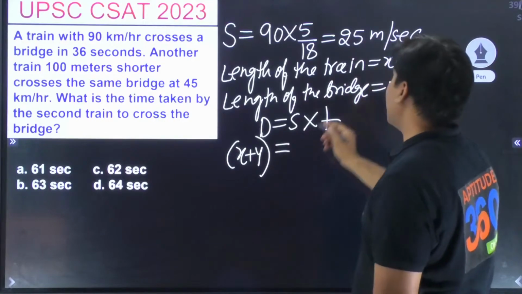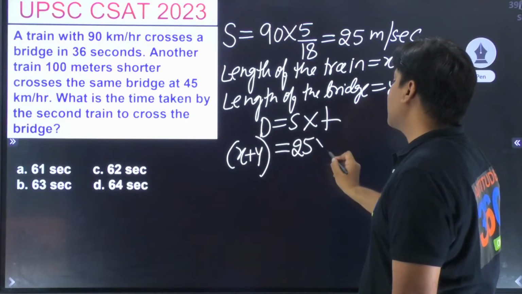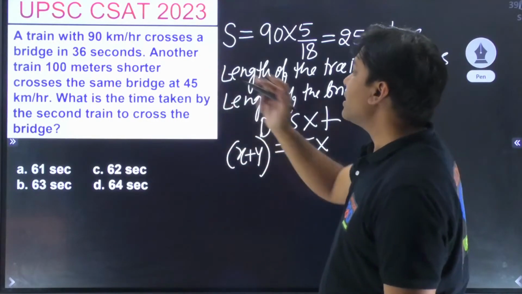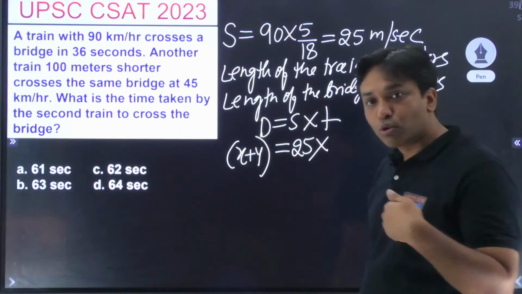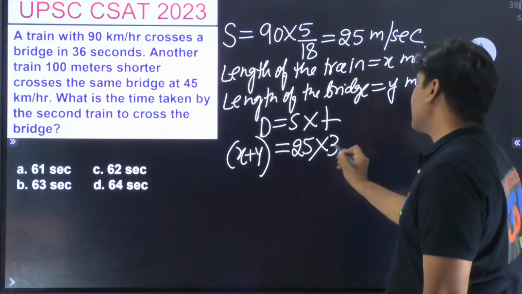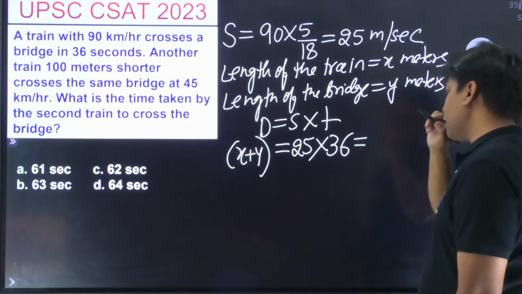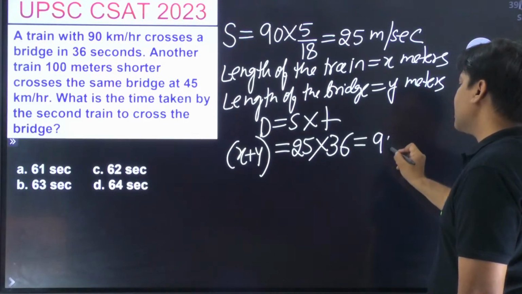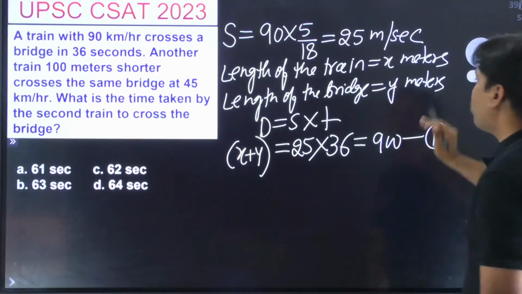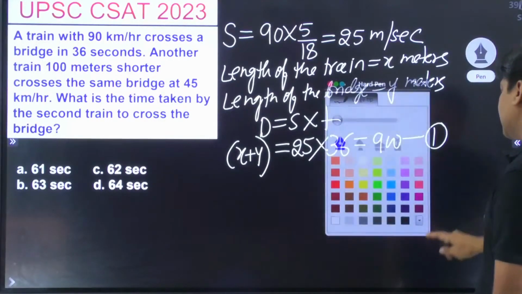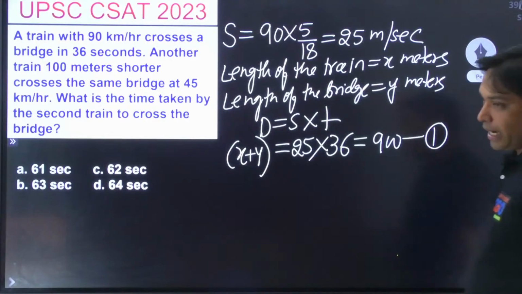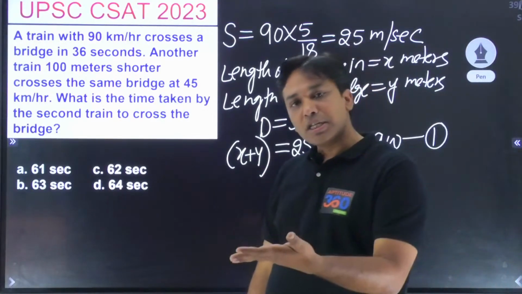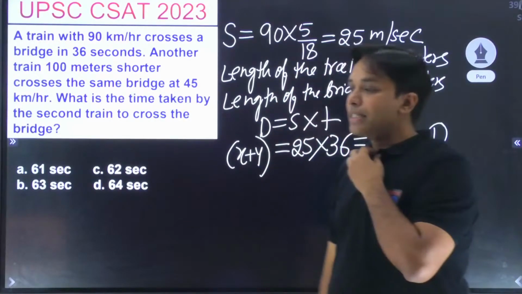What is the speed that we have taken? 25. And what is the time taken by the train to cross the bridge? It is 36 seconds. So if you simplify this, it is going to be what? 900. So that is equation number 1. The length of the train plus length of the bridge is coming out as 900, isn't it?